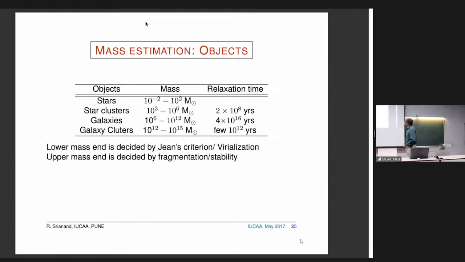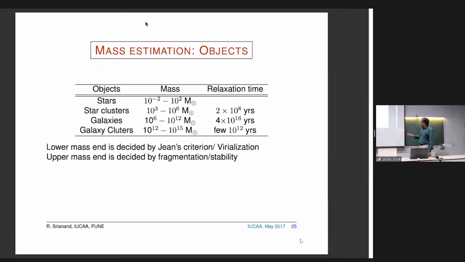When you are talking of galaxies, you have galaxies with masses ranging from 10 to the power 6 to 10 to the power 12 solar masses. Such low mass galaxies are known as dwarf galaxies. Dwarf galaxies means basically to say dwarf, right? It's smaller. And massive galaxies can have up to 10 to the 12.